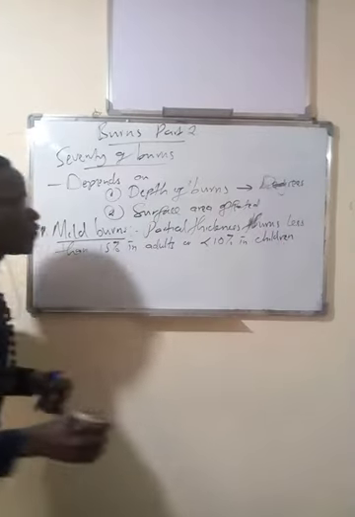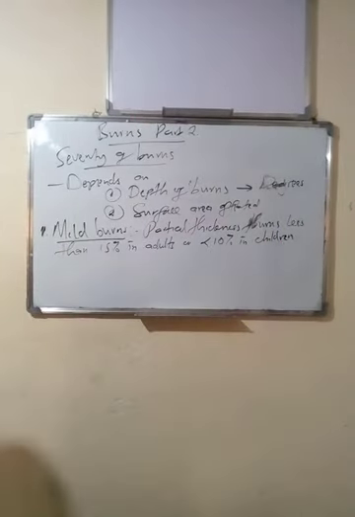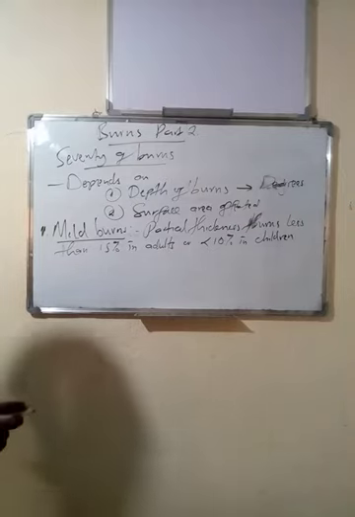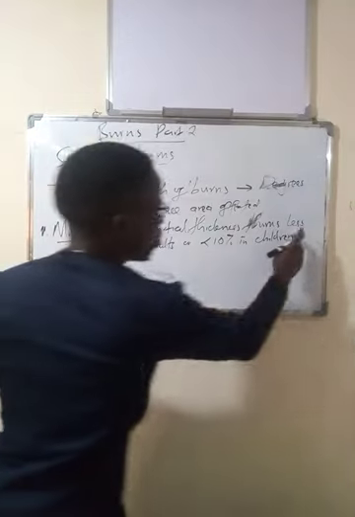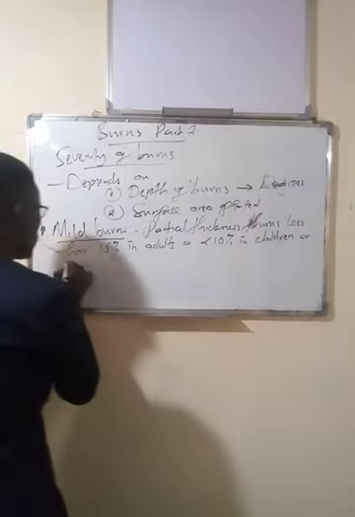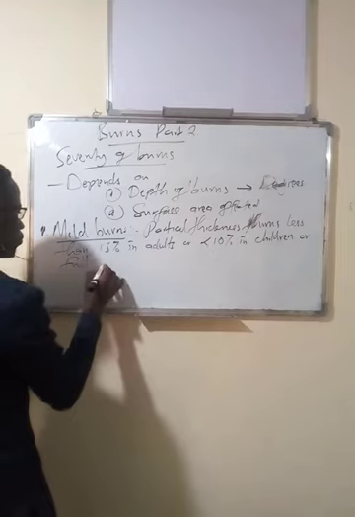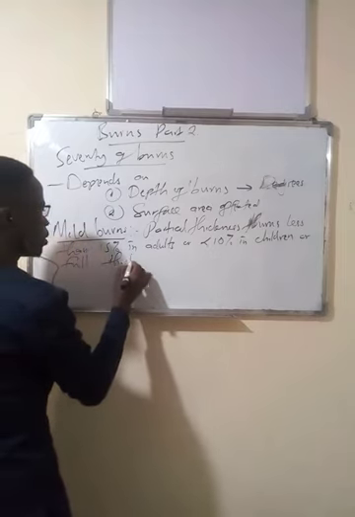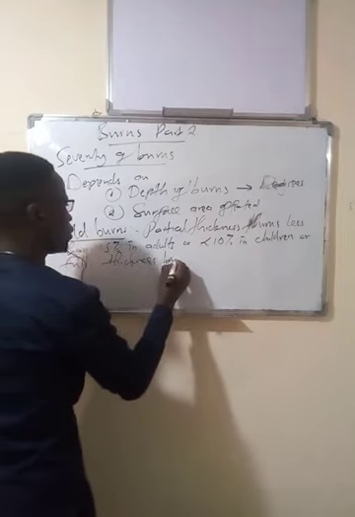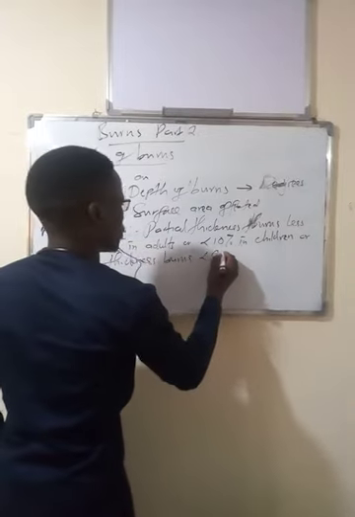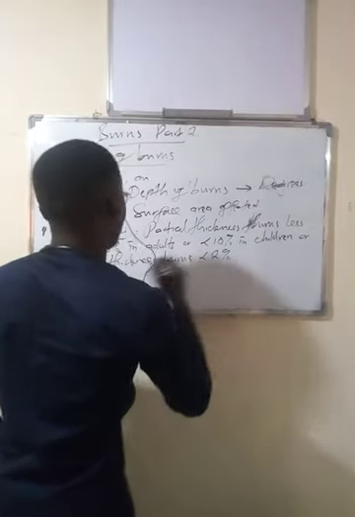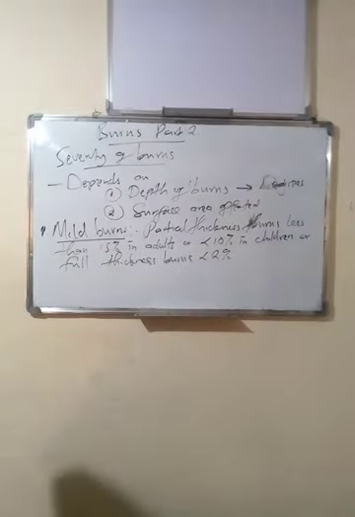So when you have partial thickness burns that are less than 15% in adults or less than 10% in children, or full thickness burns less than 2%, then we qualify that as mild burns.